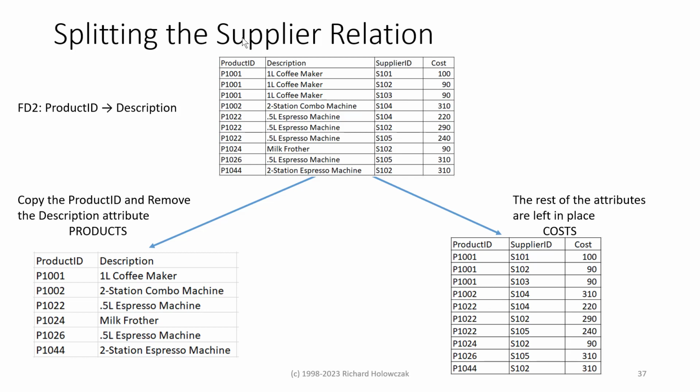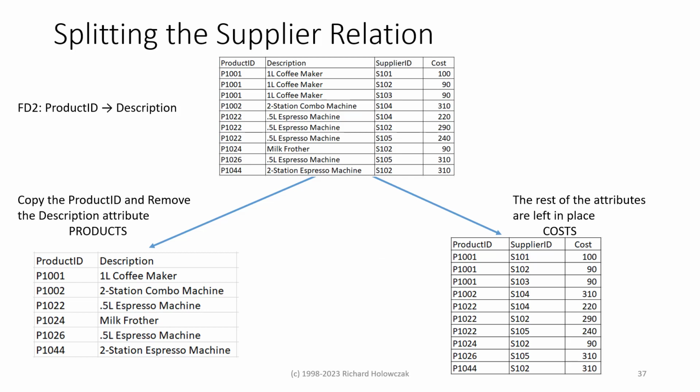So we take one big relation and we split it into two. Product ID and description go over here in the products relation. Product ID, supplier ID, and cost show up in their own relation. It's very important that we leave a copy of the product ID behind, because if we ever want to recreate the original relation, we'll be able to do so by matching up these two relations on their product IDs. So that's the step we follow in order to do the split.